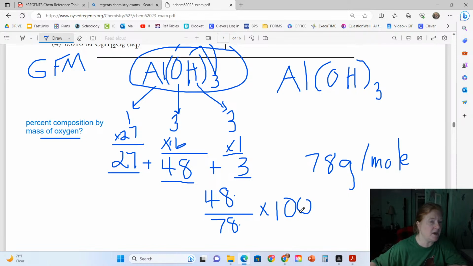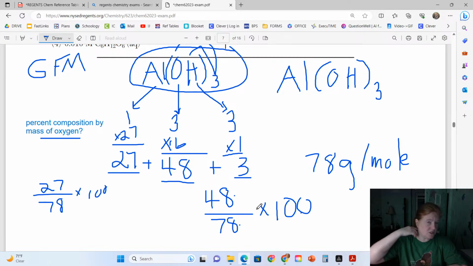So what would be different if I had to find the percent of aluminum? Instead of 48, it would be 27, but the whole would be the same. So it would be 27 over 78 times 100. And I would do the same for hydrogen. So that's just to go over gram formula mass and percent composition. Then you would just do this math, and that sounds about right because that's about 50 over 80. So yeah, exactly. Okay.